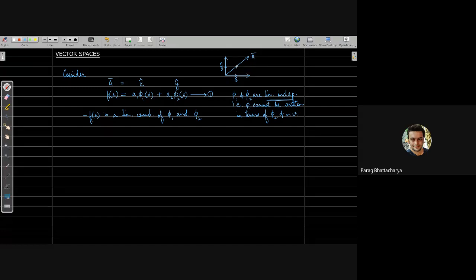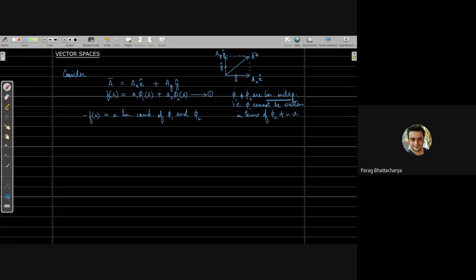So what am I doing? I'm splitting this into two components. I'm splitting it into a horizontal component and a vertical component. This horizontal component will be simply ax into x cap, and this vertical component is simply ay into y cap.